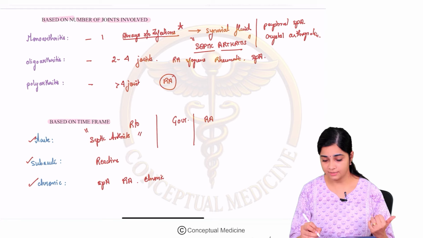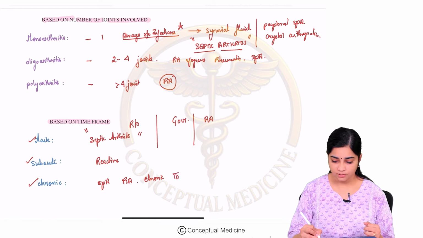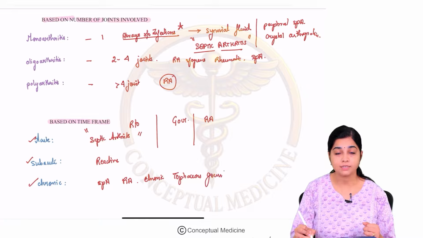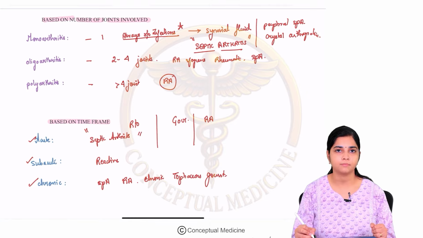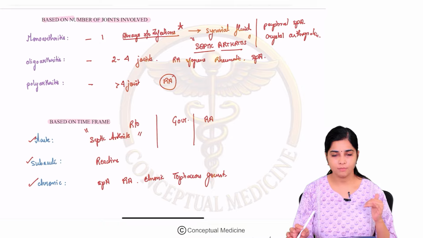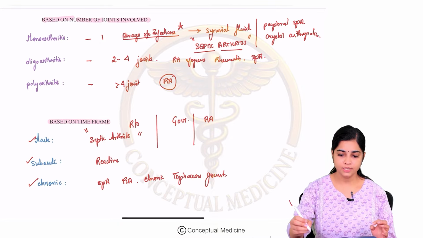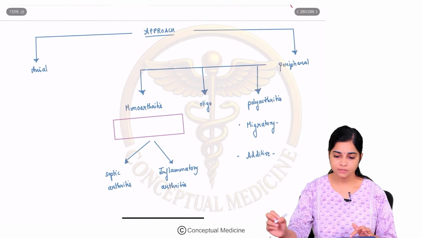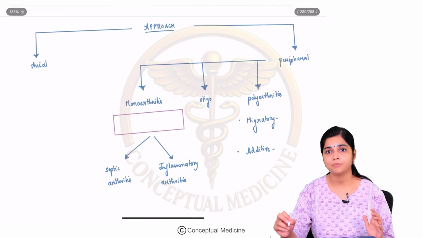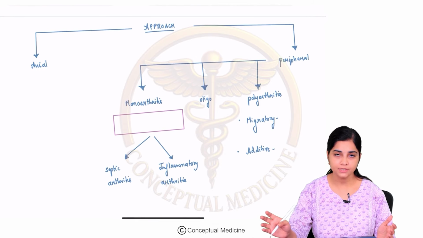So gout can present as acute, and gout can present as chronic as well. Chronic tophaceous gout usually presents as a polyarticular involvement. Clear? So this is about how you will fit your arthritis into the time frame. Now let us look at the consolidated approach to how you will approach a patient with arthritis.